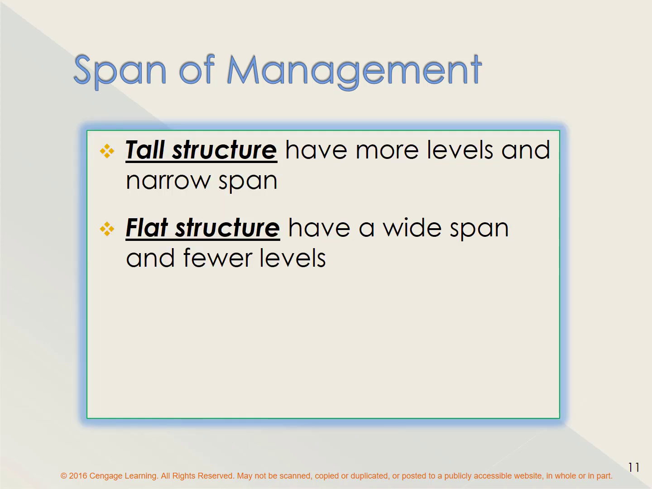Okay. Tall structure, lots of levels, and flat structure. Picture the grid. From the president all the way down to the bottom, you'd have a lot of levels in a tall structure. Flat structure means you have very few levels, and you lose a lot of the hierarchy. So you might only be a couple levels away from the president in a flat structure.